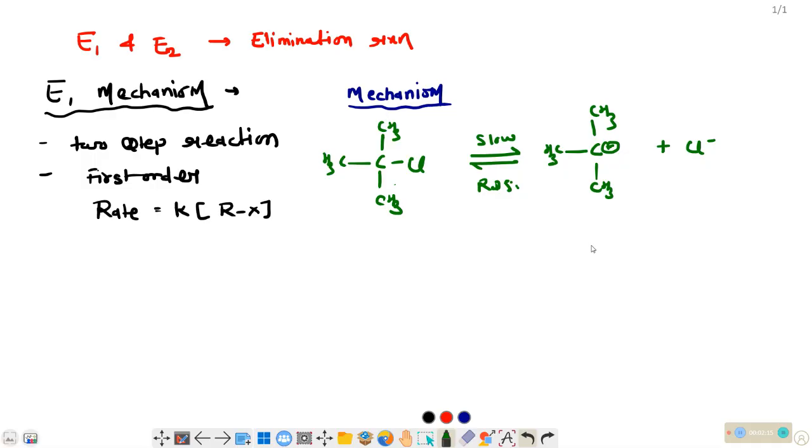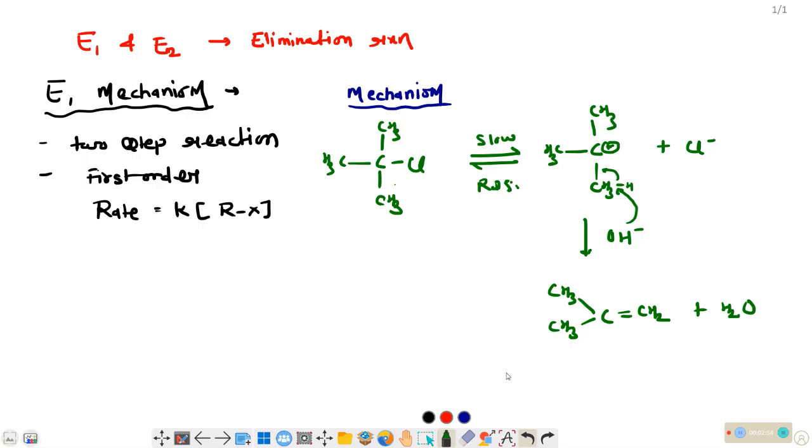Then again, any nucleophile will attack here in the second step. Like we can take any nucleophile like OH minus, which will remove one of the hydrogens from this methyl group, and it will give us a double bond, which is isobutylene, and H2O. This is the mechanism of E1 reaction.